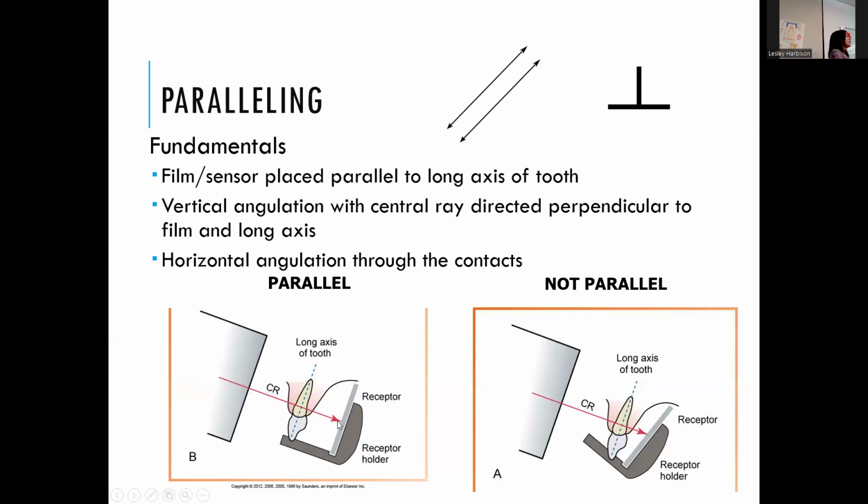Your horizontal angulation is just going to be through the contacts. That will vary depending on whatever area of the mouth you're in. This is showing it accurately, and this is showing it inaccurately. So this would be not parallel, and you can see how this angle is more obtuse. It's a wider angle. It's not 90 degrees, it's more than 90 degrees. So we're going to get some distortion there, and that's going to result in vertical angulation error or distortion of the tooth.